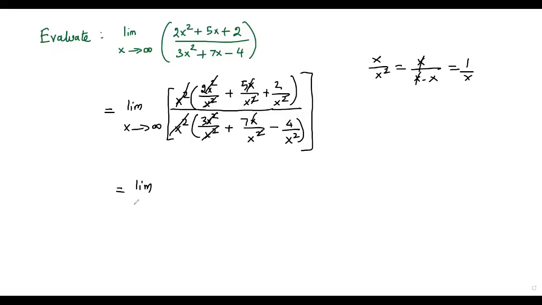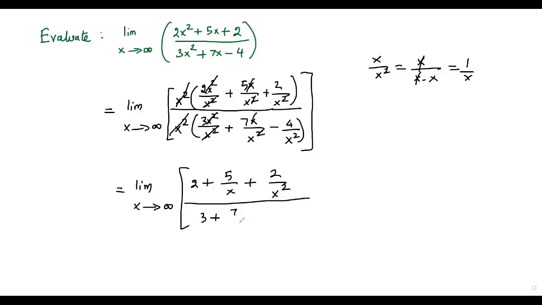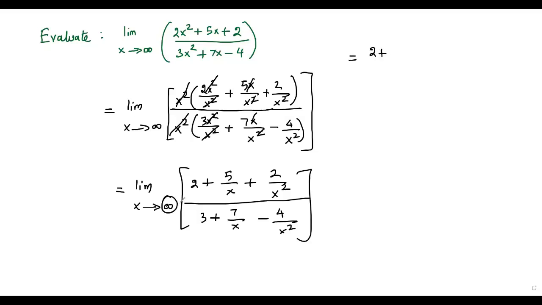Okay, limit x tends to infinity. We have 2 + 5 over x + 2 over x² in the numerator, divided by 3 + 7 over x − 4 over x² in the denominator. Now that's all the simplification we can do. Now we can plug in the limit for x into the given function. I'm going to plug in infinity for x.